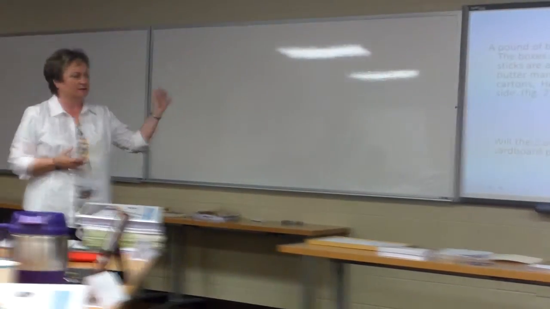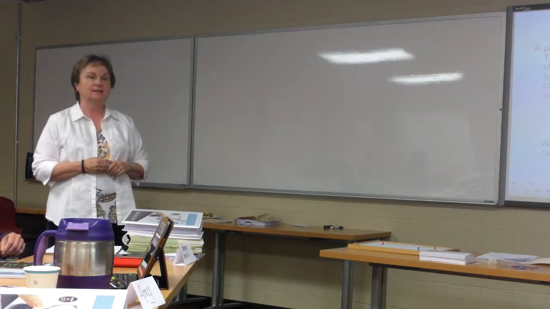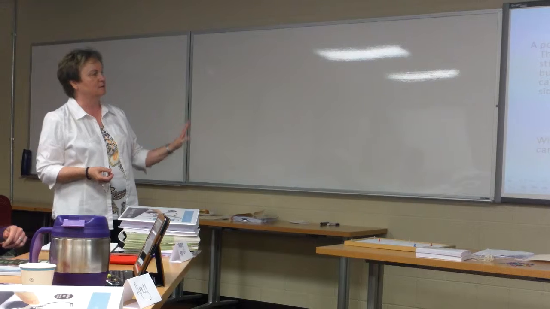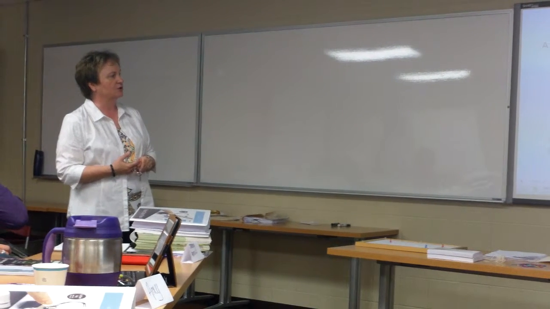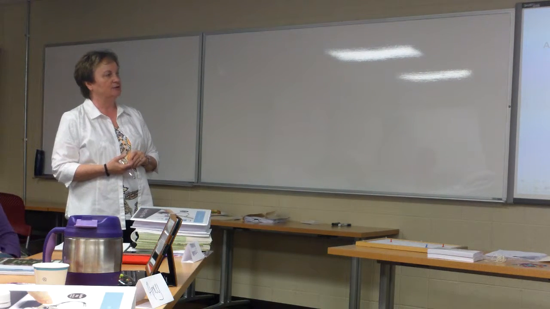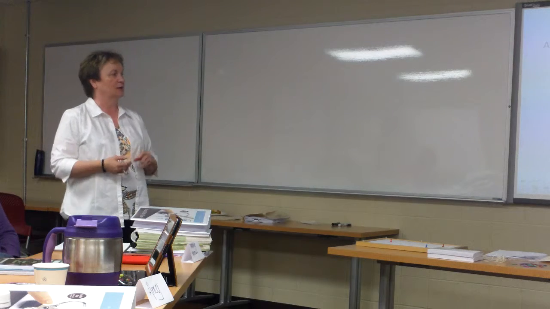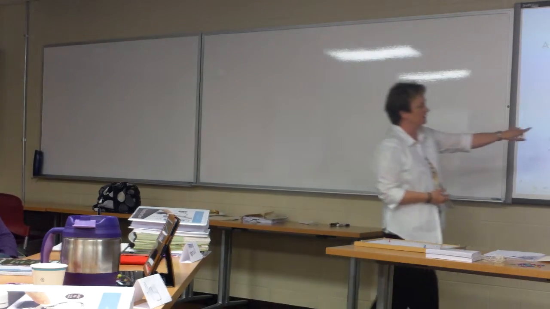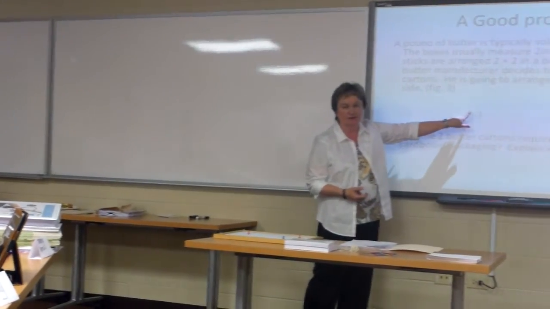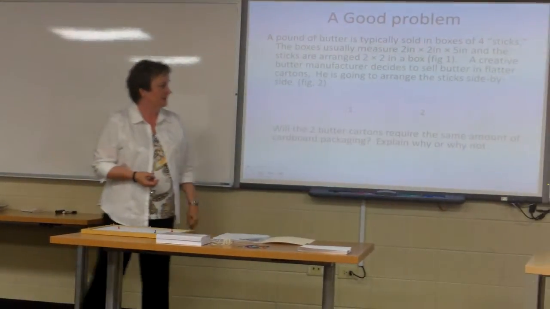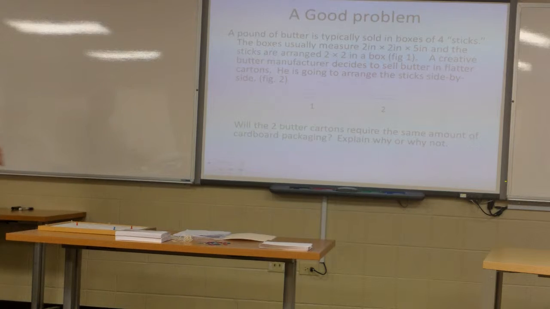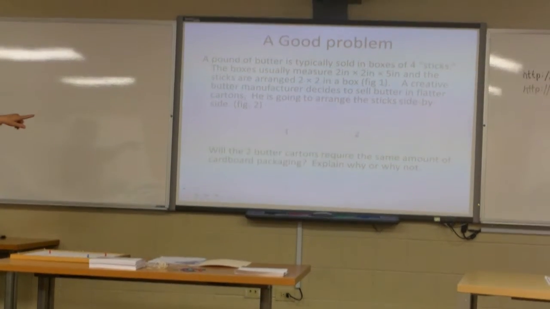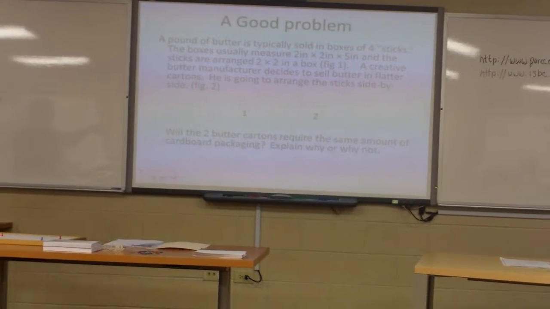So I guess this is sort of another example. I think of this as kind of a good problem. A pound of butter is typically sold in boxes of 4 sticks. The boxes usually measure 2 by 2 by 5 inches, and the sticks are arranged 2 by 2 in the box. This figure is very light. I hope you can see it there. And then a certain manufacturer decides to sell the butter in a flatter carton, and he's going to arrange the sticks side by side. And I hope you can see that other figure there.